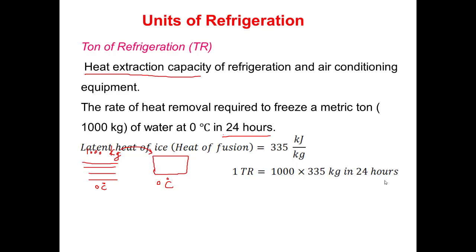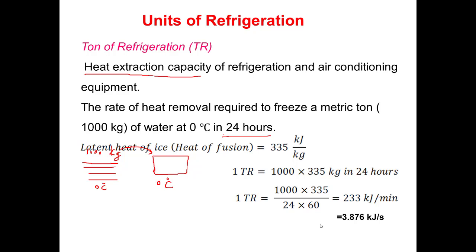We can convert this into kilojoule per minute. We have to divide by 24 and then by 60, so that will be kilojoule per minute. That means 1 ton of refrigeration is equal to 233 kilojoule per minute. We can also convert it into kilojoule per second. If we further divide this 233 by 60, then you will get 3.876 kilowatt. So basically 1 ton of refrigeration is the heat removal capacity equal to 3.876 kilojoule per second or kilowatt.